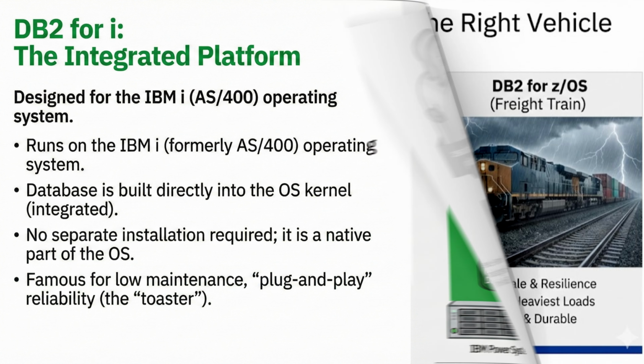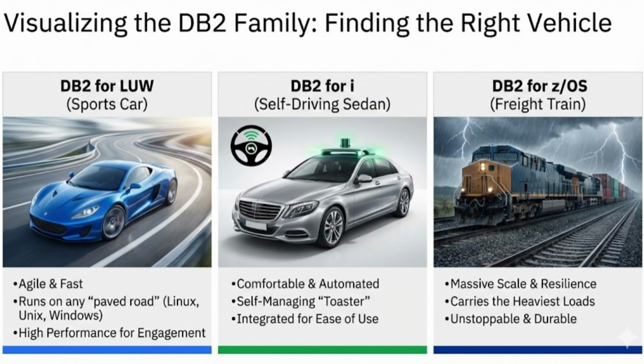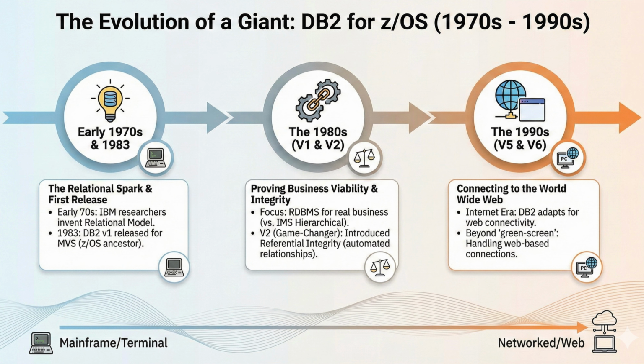So to visualize this, think of DB2 LUW as a high-performance sports car, agile, fast, and runs on any paved road. Think of DB2 for I as a self-driving luxury sedan, comfortable and automated. And think of DB2 for z/OS as a freight train. It carries a load 1,000 times heavier than the car. It never stops, and it's built to survive a hurricane. Let's travel back in time for a moment to see how this freight train was built.